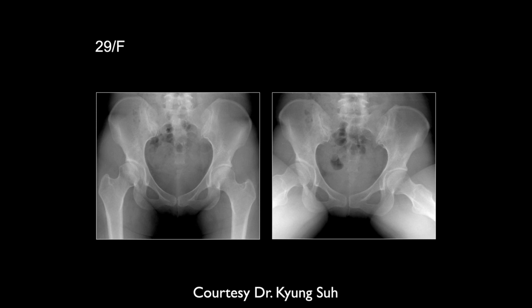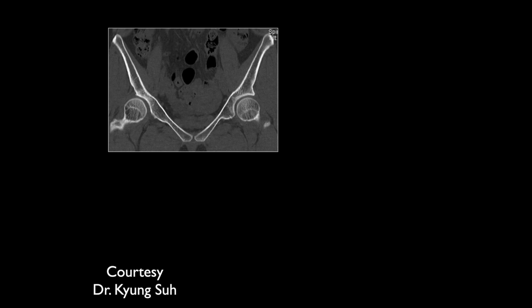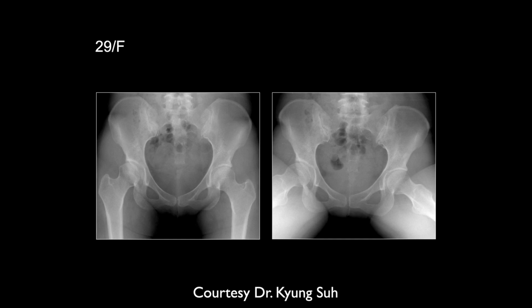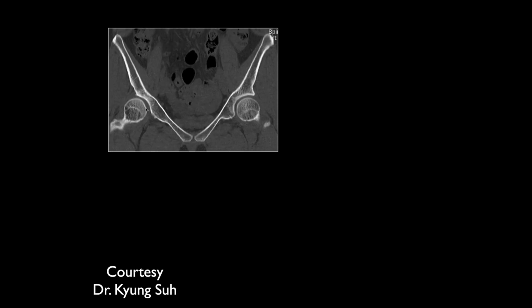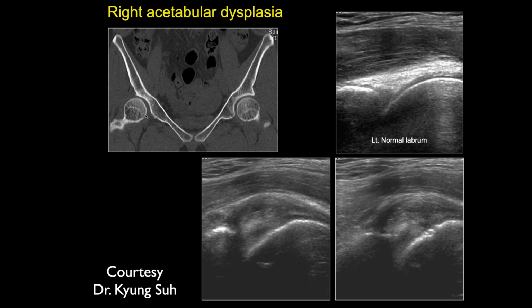Okay. 29-year-old female. Okay, we have a CT here, the hips. Looks like there might be some, I don't know what the center lateral edge angle is, but I'd like to see it. It looks kind of different on both sides. This one looks like hip dysplasia. Yeah, it looks like hip dysplasia right there.